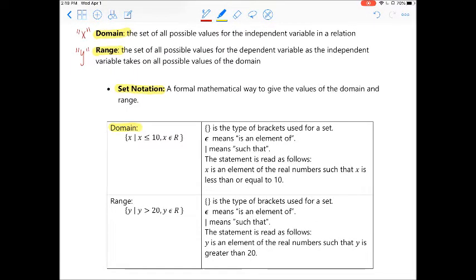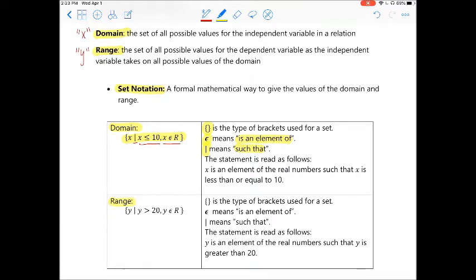So when we want to represent what domain is, we write it in this form. The squiggly bracket is the type of brackets we use for sets. That alphabet E means is an element of, and that bar means such that, and the statement is read as follows. X is an element of real numbers such that x is less than or equal to 10.